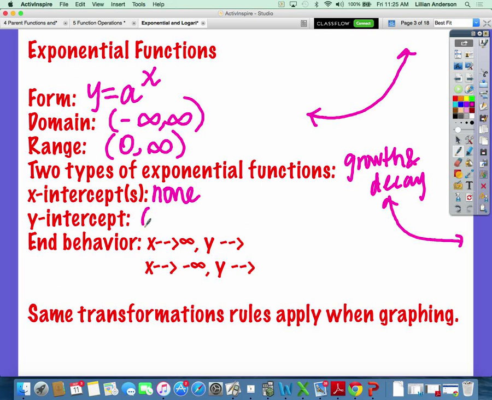It's a point. All intercepts are a point, so (0, 1). And your end behavior. As x approaches infinity, y approaches what? Look at this. y approaches infinity. Just keep going up, up, up. Okay? And as x approaches negative infinity, y approaches what?